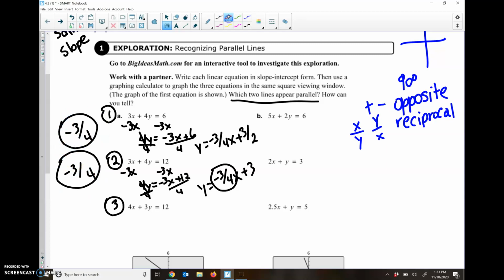If I end up looking at the other one, subtract 4x from each side, 3y equals negative 4x plus 12. And I divide by 3, well, then we see we don't get negative 3/4, we get negative 4/3. So those are not parallel, they're not perpendicular, they're not anything, they're just two different slopes. So lines 1 and 2 are going to be parallel.